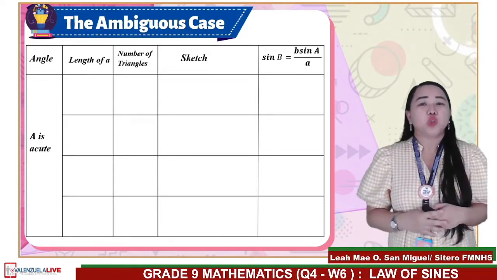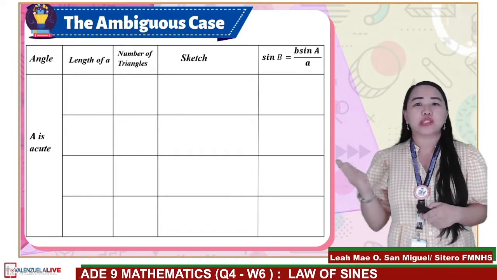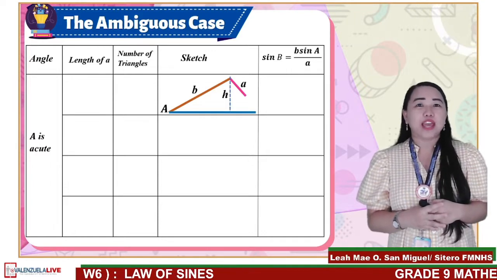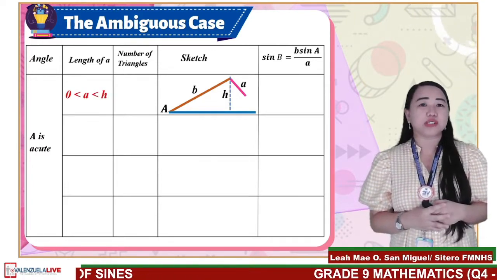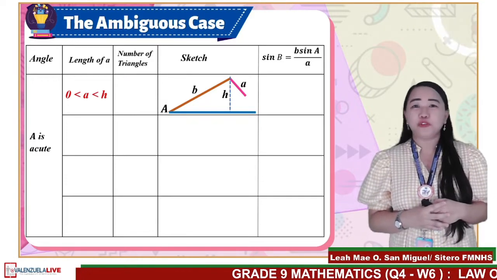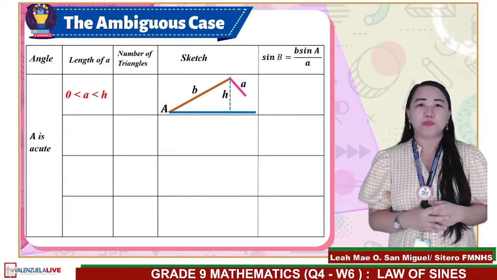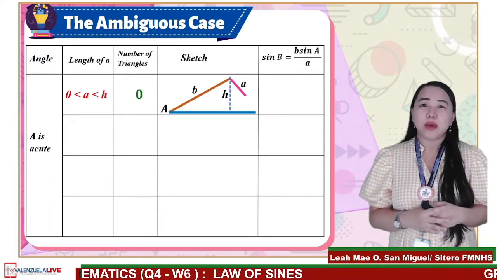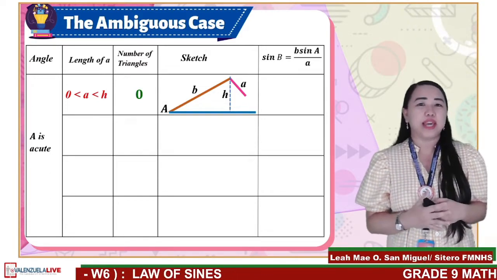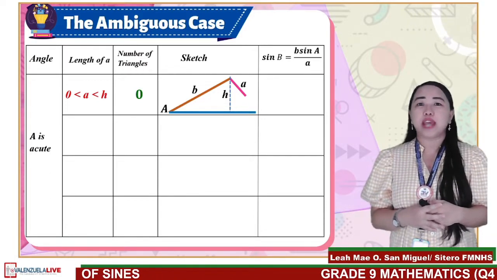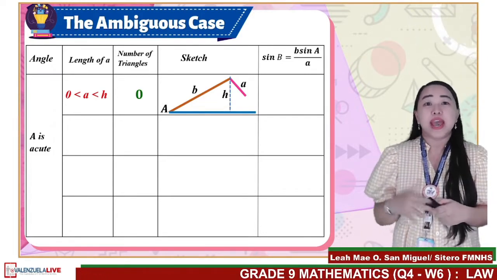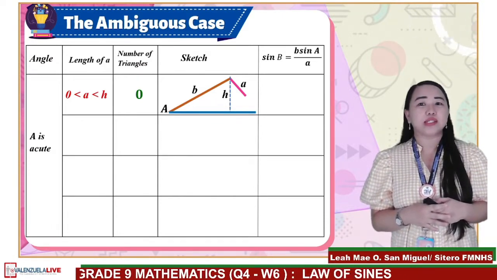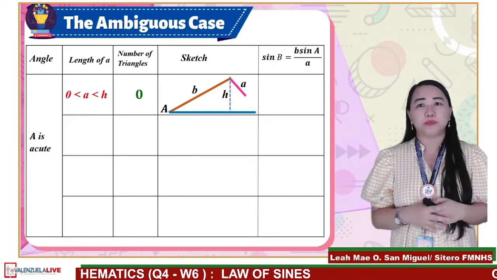For the first type of angle, if given angle A is an acute angle, there are 4 possible lengths of A. To easily understand this, refer to every sketch flashed on the screen. From the first sketch, the length of A is greater than 0 because the length will never be 0, but the length of A is less than the altitude h. How many triangles are formed? 0. Why? Because with the given opening or angle A, side A did not meet the other side represented by the color blue. Hence, there is no closed figure formed.